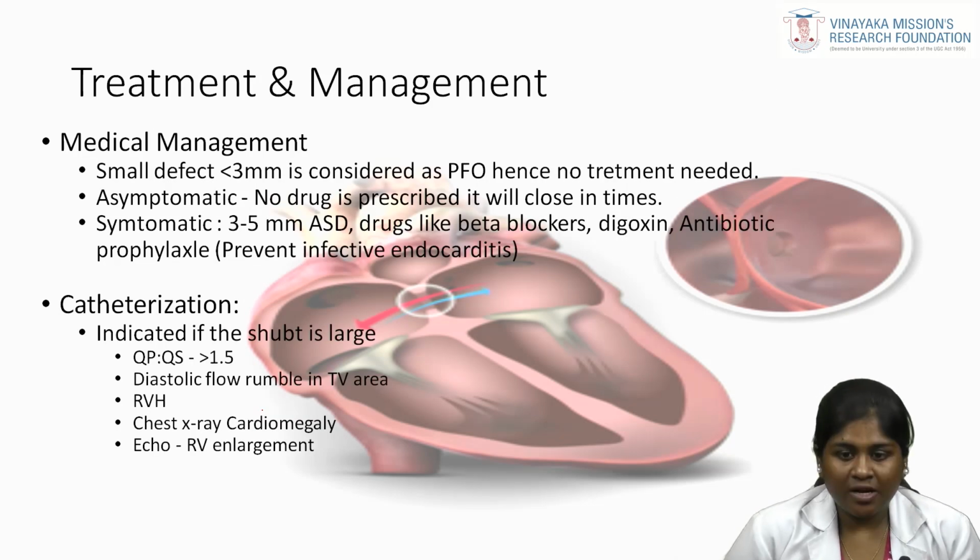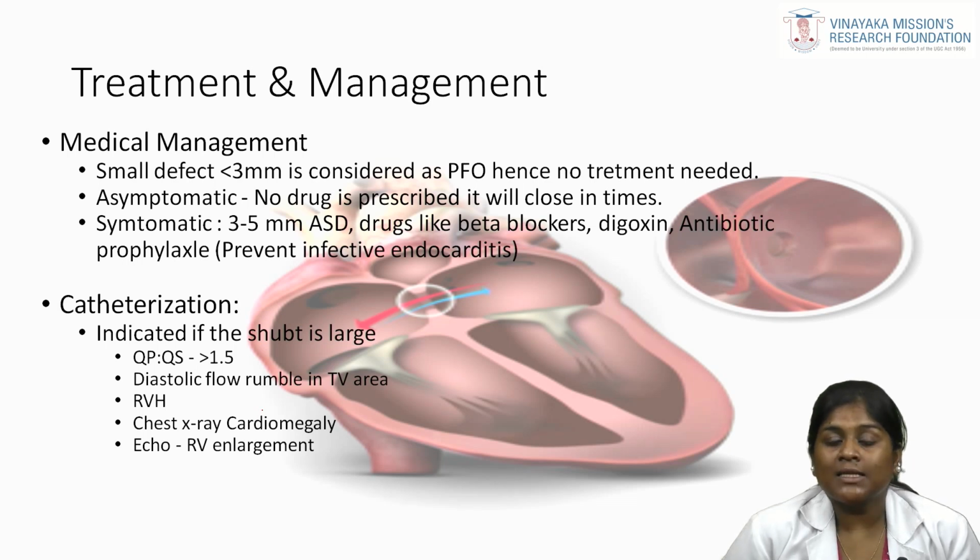So next is the treatment and management. In medical management, a small defect less than 3 mm is considered as patent foramen ovale, hence no treatment is needed. If the baby after birth has less than 3 mm of a defect, this is considered patent foramen ovale, which can close 2 or 3 months after birth. If it doesn't close, we consider it as an atrial septal defect and we move further for the treatment.